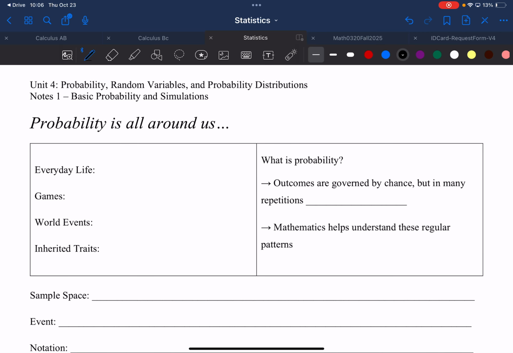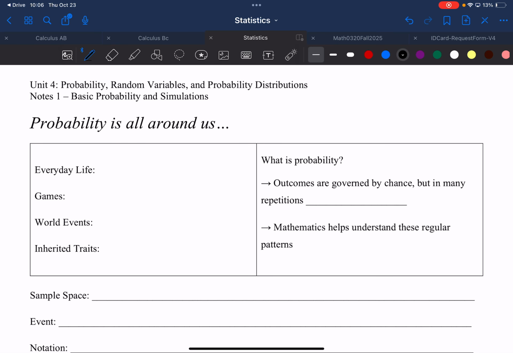Okay, so this is Notes 1, Basic Probability and Simulations. Remember, this unit is all about probability, okay? So it says probability is all around us. It's in everyday life, games, world events, or inherited traits, okay?